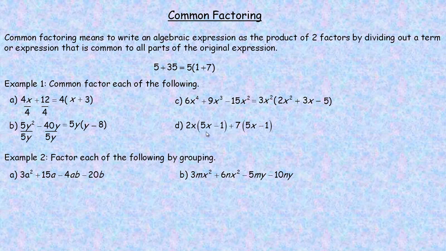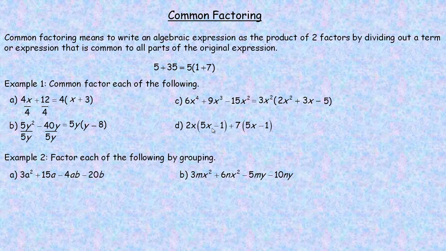Last one here, and actually this is still common factoring, but we're going to sort of move into another. It's still common factoring, but it's called factoring by grouping, and it's really what the second example is about. So that's what this is leading into. Notice that in this expression, it's not just 2 or 3 terms here. It's actually a 2x times this 5x minus 1 plus a 7 times another 5x minus 1. Notice what's in the two brackets are exactly the same.